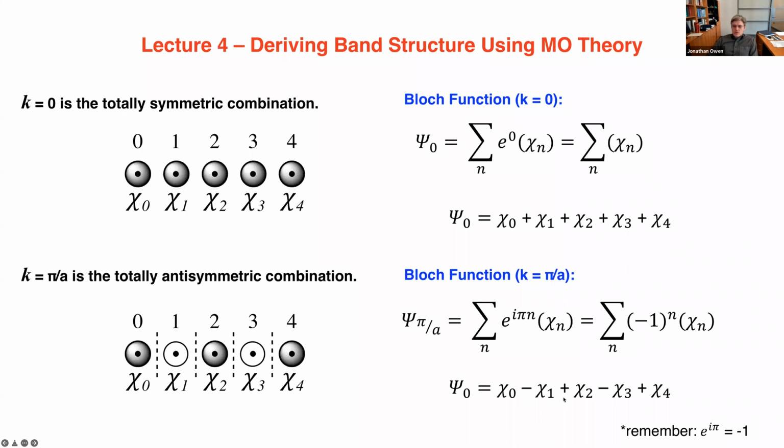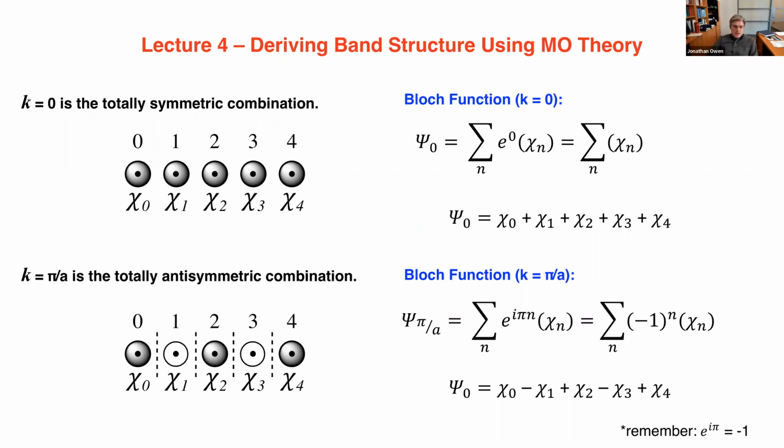If n is 2, this turns into plus chi 2. And so what that means is that all of these hydrogen 1s functions here now are adding up into this linear collection of plus and minus versions of the hydrogen 1s function. So this molecular orbital function, this psi pi over a, this is a typo, is plus and minus as you go along this chain.